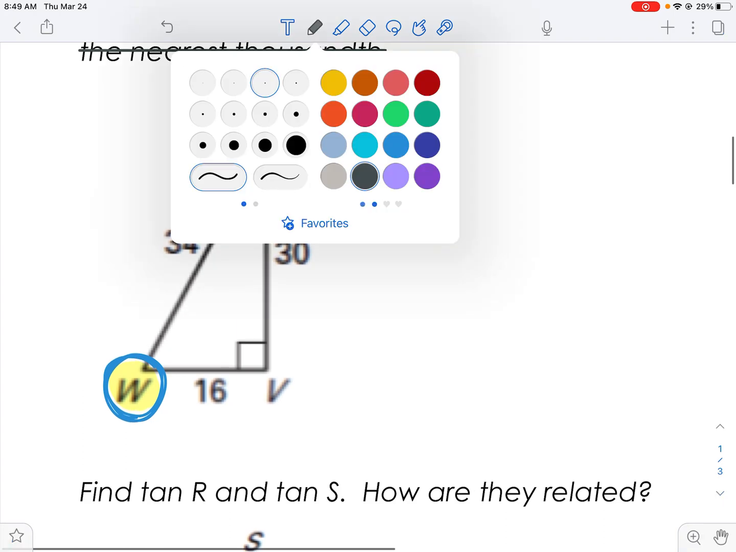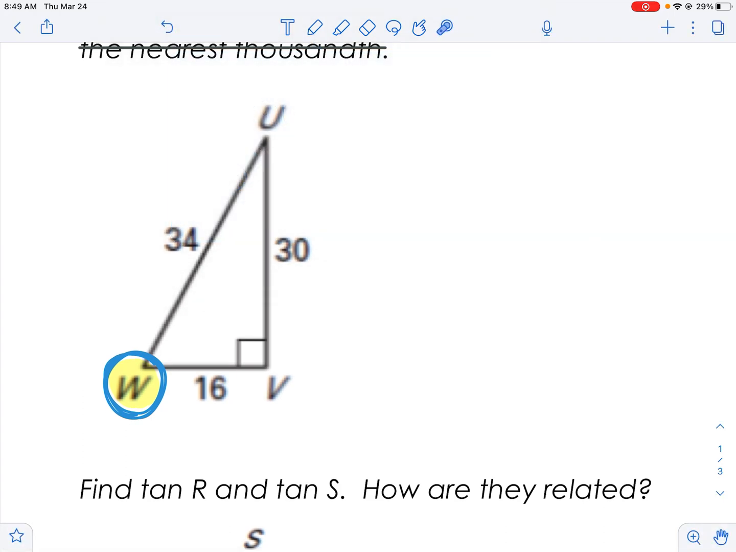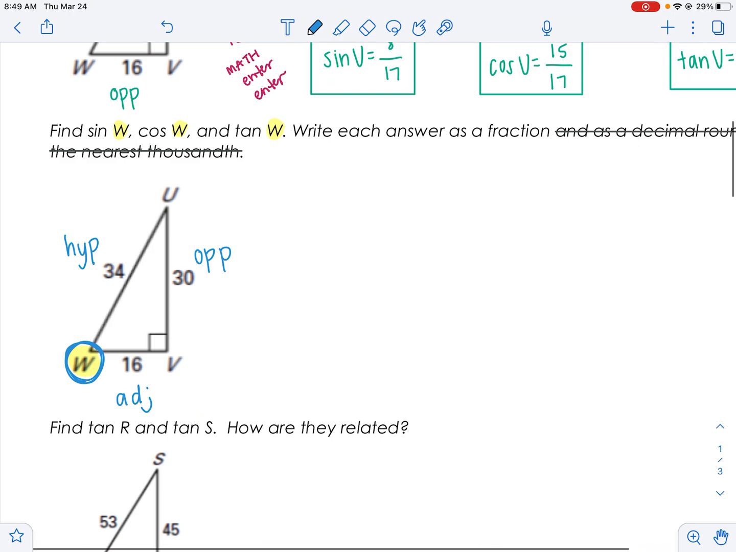Okay, so now I'm using angle W. So now I'm going to label everything. I'm going to start with opposite, and if we ask ourselves what's opposite, what's across from angle W, that would be 30. So that's my opposite now. 34 is still the hypotenuse across from the box, and then 16 would be adjacent.